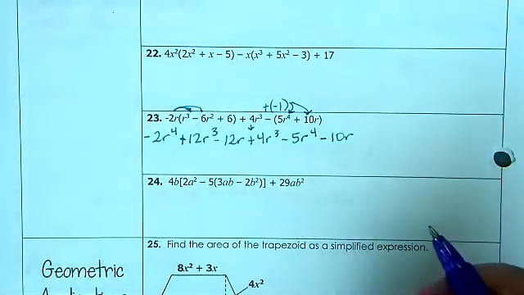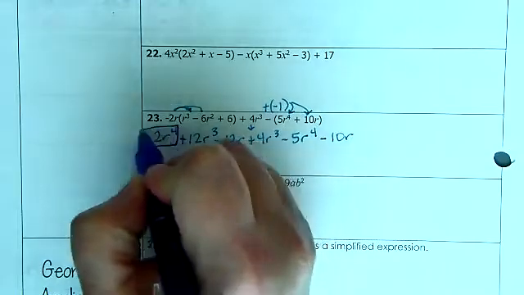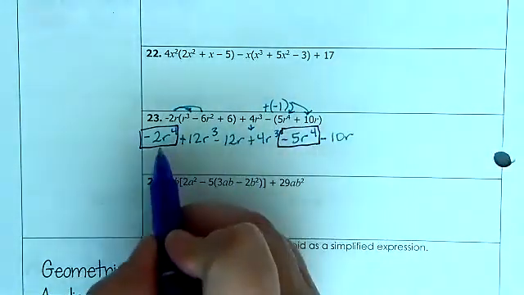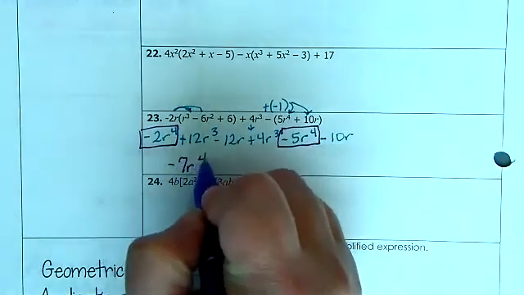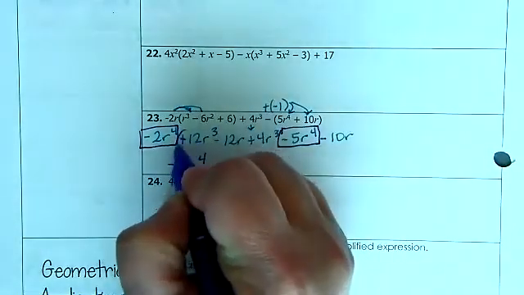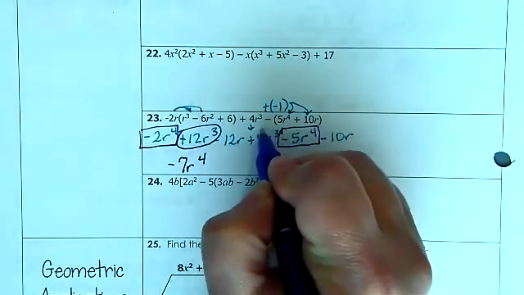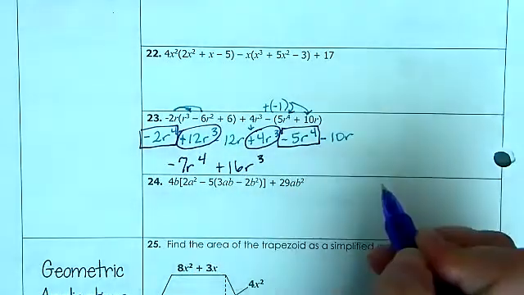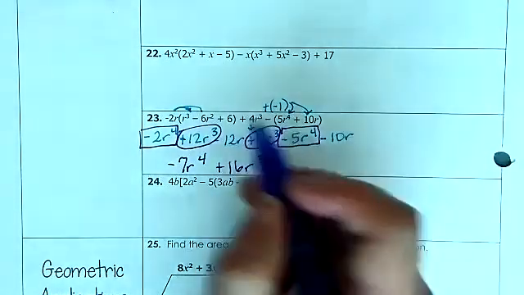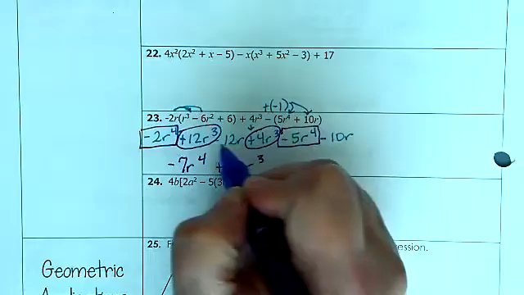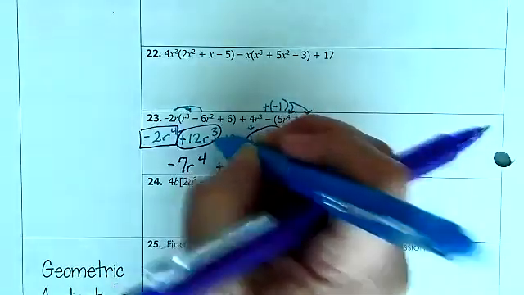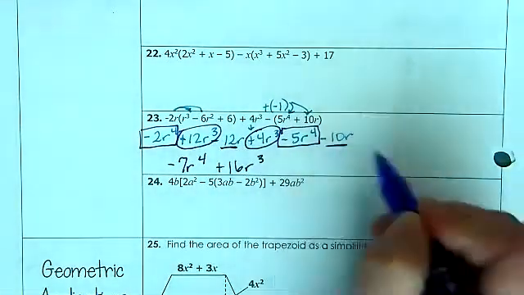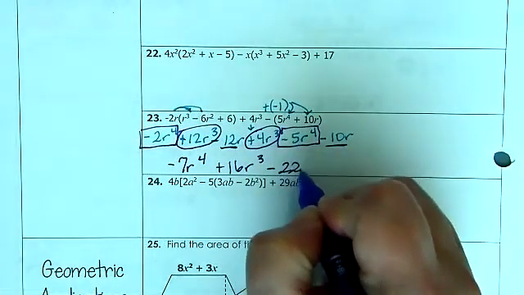And now we combine our like terms. Okay, I have 2r to the fourths. I've got to follow my integer rules. So that's going to become negative 7r to the fourth. And I'm looking for the thirds, r to the thirds. And that's going to give me plus 16r to the third. And then I'm looking for r squareds. There are none. So now, that's negative right there. I'm doing the last one, which is negative 12r and negative 10r. And that's going to give me negative 22r.